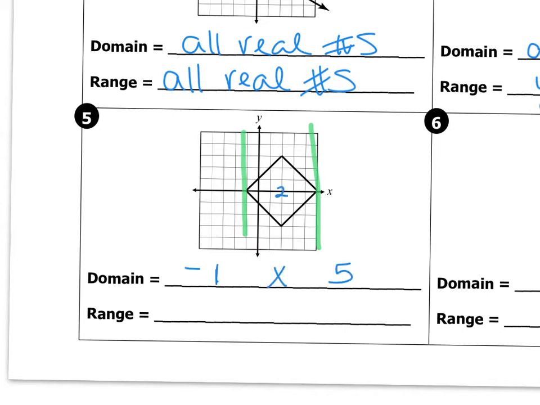And if we look at these numbers here, x is greater than or equal to -1. It does touch at -1. And it's less than or equal to +5 because it does touch. If we look at the range, our range goes from, let's see, -3, less than or equal to, and then +3. So it's kind of like number 2 there.